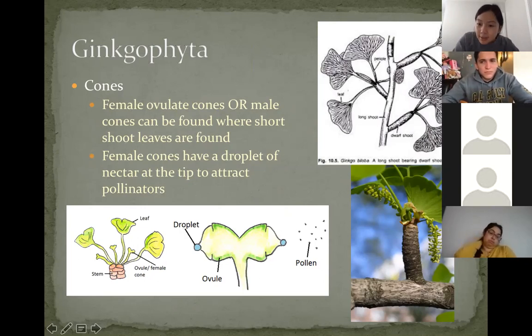But if you look at this image right over here where the short shoot is, let me move this. So this is a short shoot right here. You can think of them as like a tiny little lateral branch. And remember, the leaves that come out of the short shoot are going to be a lot smoother. So again, that is where your male cones and your female cones are typically going to be found.